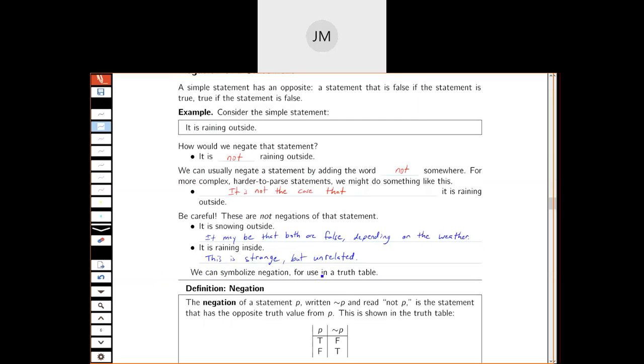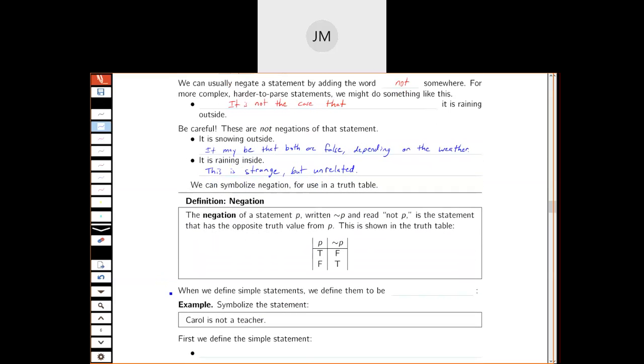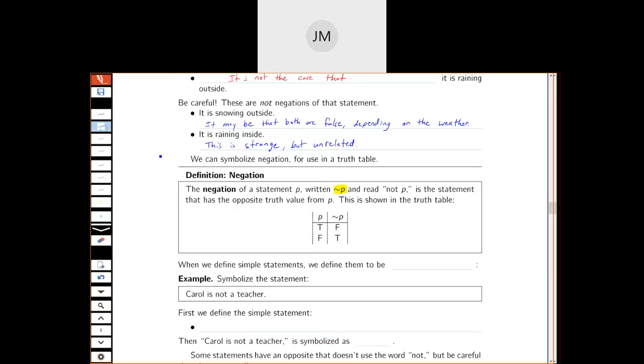All right, we can symbolize negation when we use a truth table. Now remember, when we're constructing a truth table, we typically abbreviate a sentence or a statement as a single letter, like P. So when we want to represent the negation, we'll use this symbol in front of it, this tilde P, which we read as not P, and that has the opposite truth value. So this is what this would look like in a truth table. I would write P, and it has two possible truth values, true and false. So then not P is going to be false when P is true, and true when P is false.